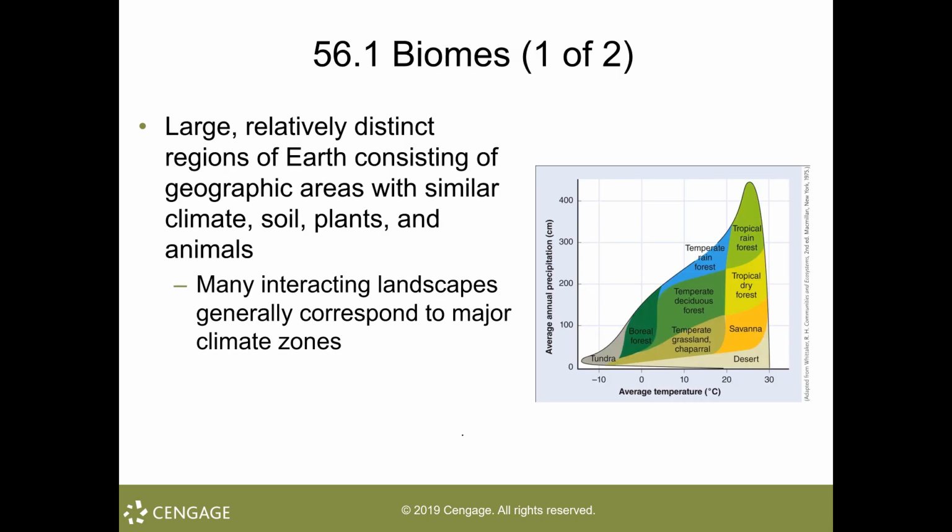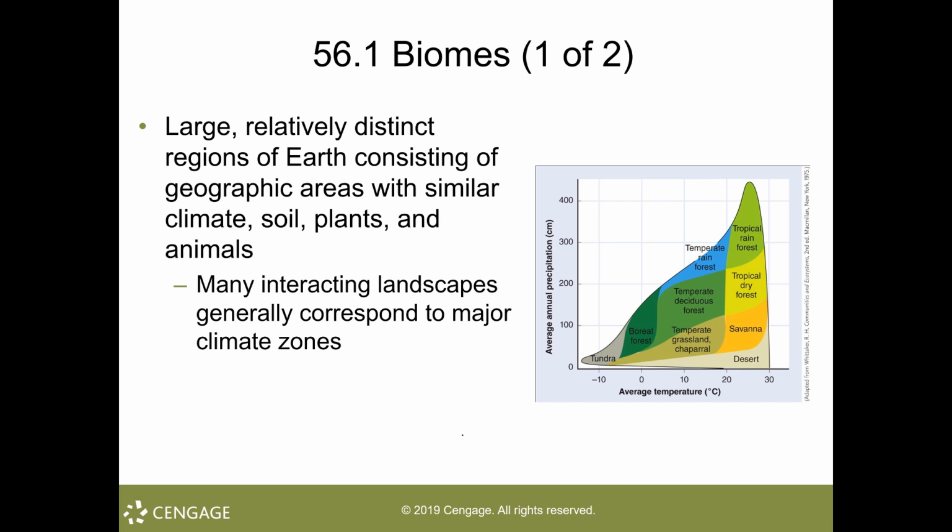A biome is a large, relatively distinct terrestrial region that has similar climate, soil, plants, and animals, regardless of where it occurs. Because it covers a large geographic area, a biome encompasses many interacting landscapes. A landscape is a large land area composed of interacting ecosystems. Many times, these are going to be several square kilometers, so huge swaths of land.